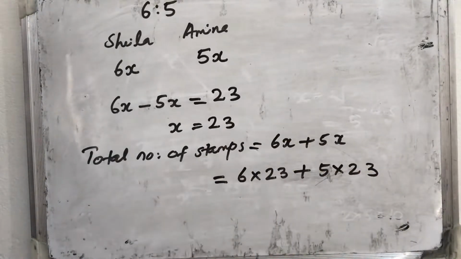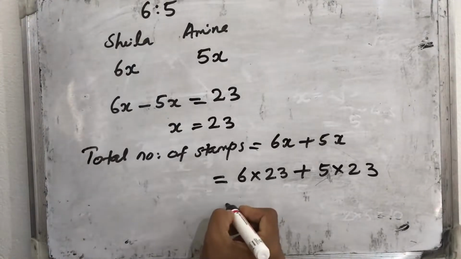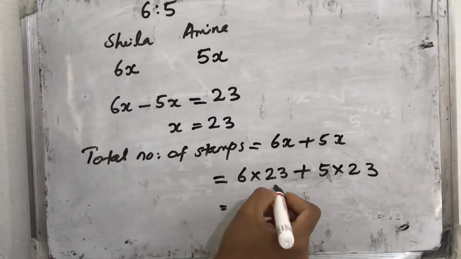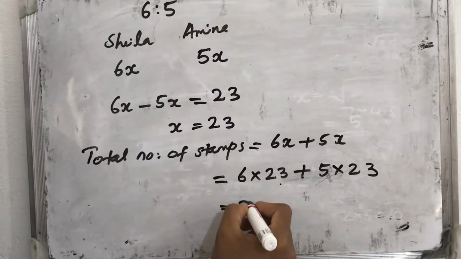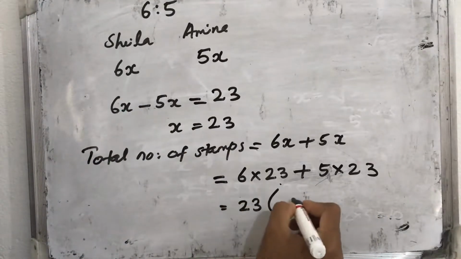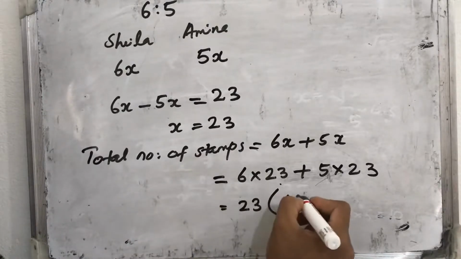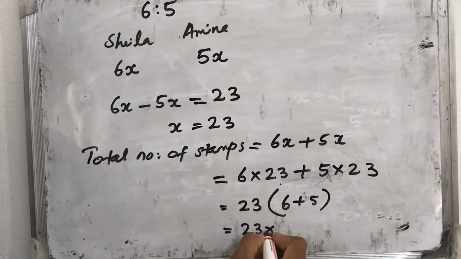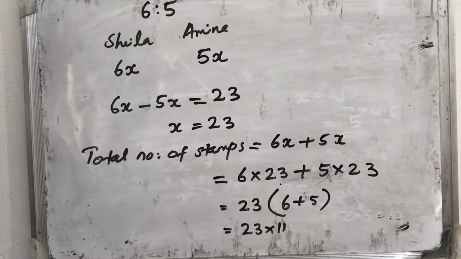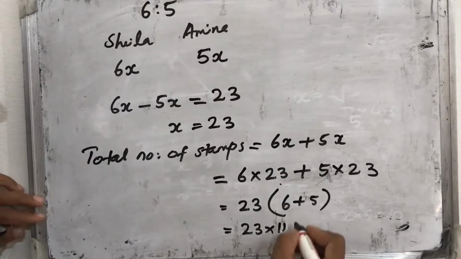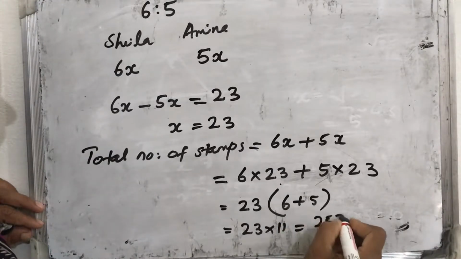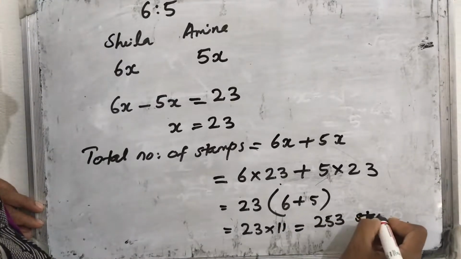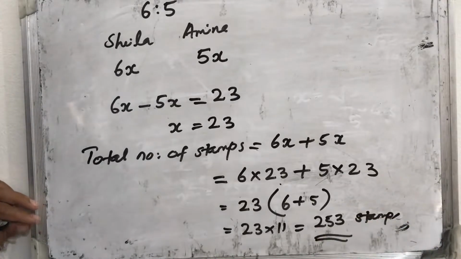Here we can use one property. Which property do you know? Distributive property. Which is common in both? 23, which we take outside. What is remaining in the first? 6, and 6 plus 5. So that's equal to 23 into 11. By multiplication we will get 253 stamps. Okay, this way we can do that question.